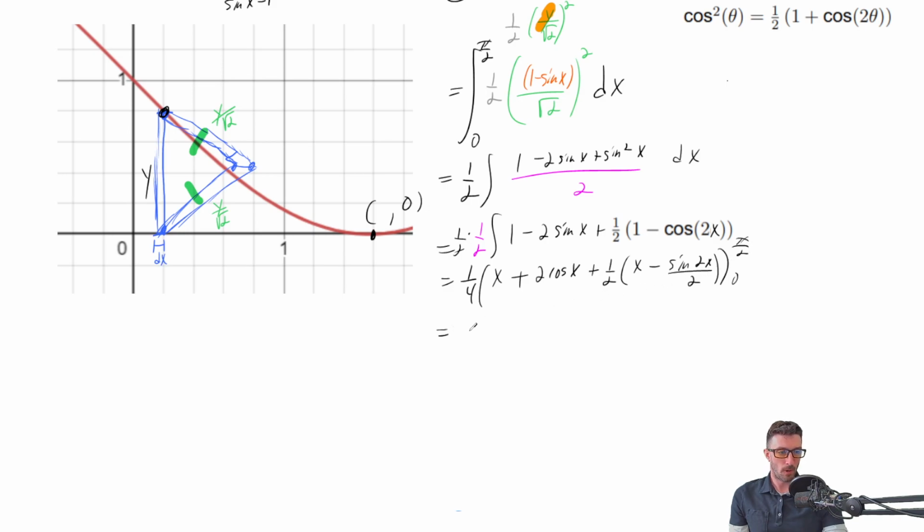Now this is the boring part where you have to plug everything in. But let's see, what's the best way to do this? I guess we'll simplify first. We'll do 1/4 x plus 2 cosine x over 4 plus 1/2 x times 1/4, which is 1/8 x. And then similar story for the other one. It's going to be minus 1/8 sine 2x.